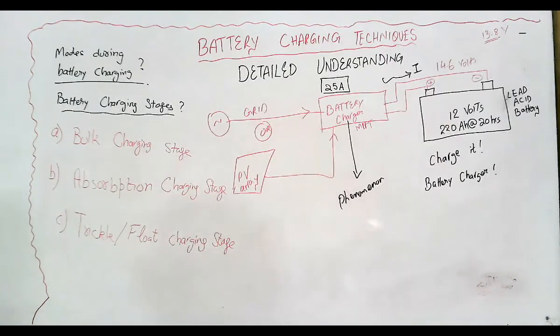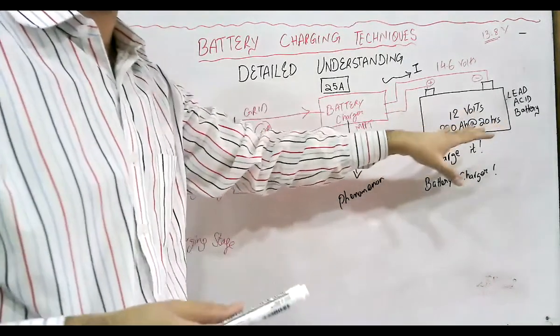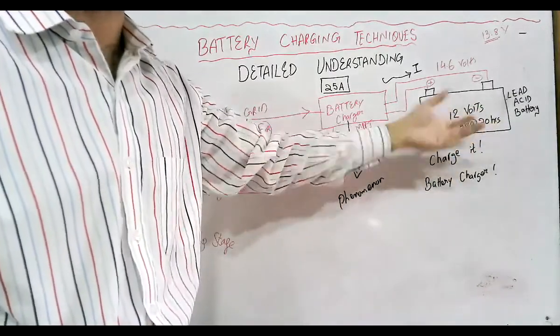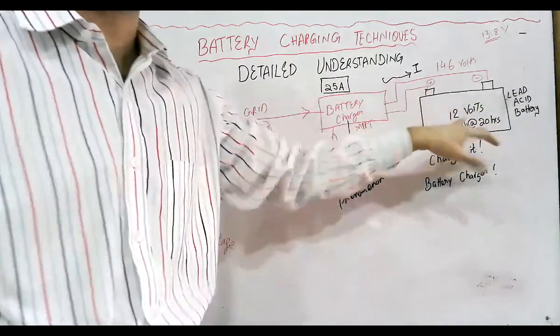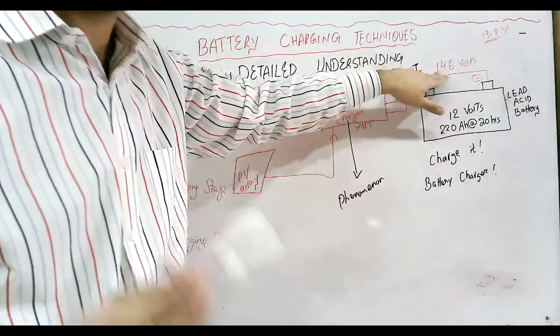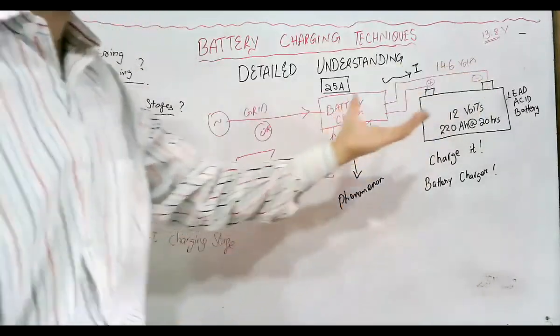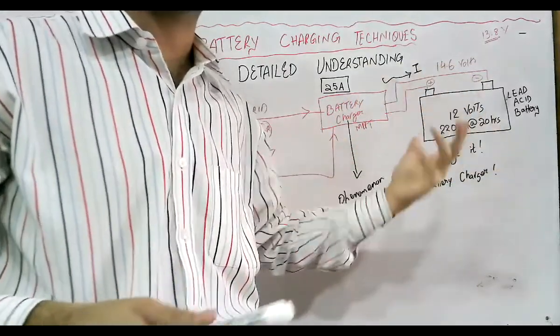Okay, so there are three stages: the bulk charging stage, the absorption charging stage, and the third is the trickle charging stage. Now look what happens. Let's say at the start your battery is fully discharged. There is no charge stored in the battery. Whenever you apply 14.6 volts across this battery, it will start drawing current.